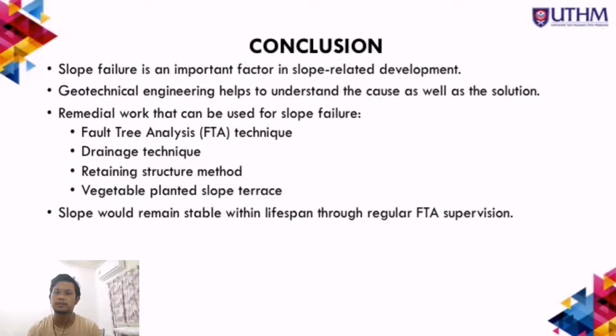Geotechnical engineering helps engineers to identify the many causes and solutions regarding slope failures. Remedial work, or sometimes known as slope stability, are any implemented techniques aimed at stabilizing an unstable slope. For our project, the slope stabilizing methods we proposed are fault tree analysis technique, drainage technique, retaining structure methods, and vegetable planted slope terrace. Stability of the slope is expected to withstand within its operational lifespan with the help of fault tree analysis' regular supervision to determine any immediate possible failures, which we can then take actions to solve.